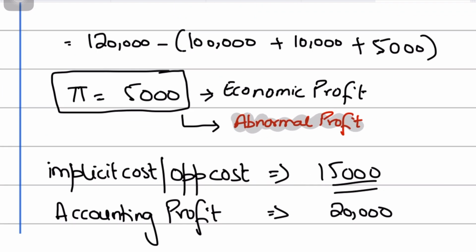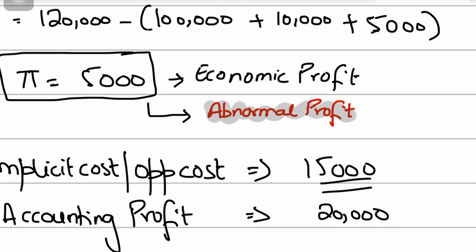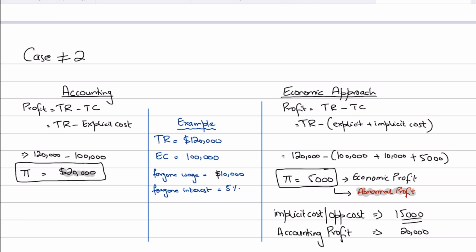Because अगर मैं कुछ और करूँगा तो 15,000 earn करूँगा income. और business करके मेरे 20,000 का profit हो रहा है. So it's a good decision doing the business. Okay, so now let's move on to case 3.